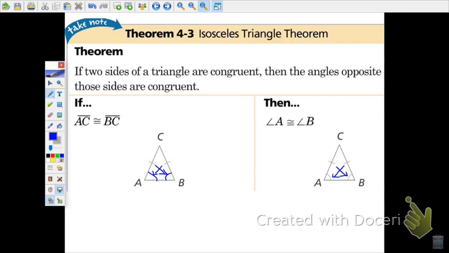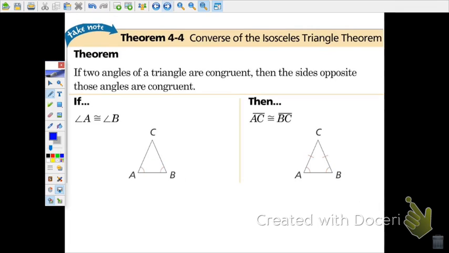So the sides are given, and we would be marking in the angles because of this isosceles triangle theorem. Because it's an isosceles triangle when two sides are congruent. So if two sides are congruent, we know their opposite angles are congruent.